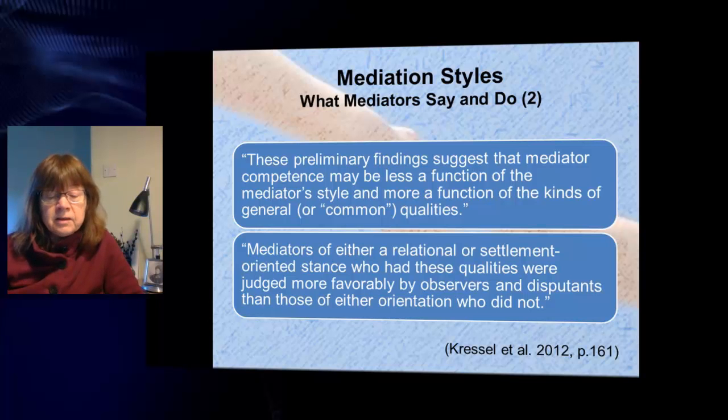And the study found that the mediators described themselves as actually being stylistically eclectic, but this wasn't borne out by the observational data. And Kressel et al. used multidimensional scaling to identify 2 dimensions underlying mediator performance: stylistic orientation, which was having a relational versus a settlement orientation, and the level of empathic attunement.